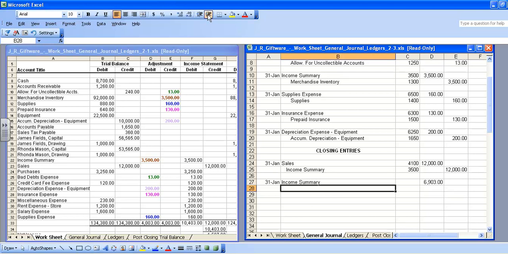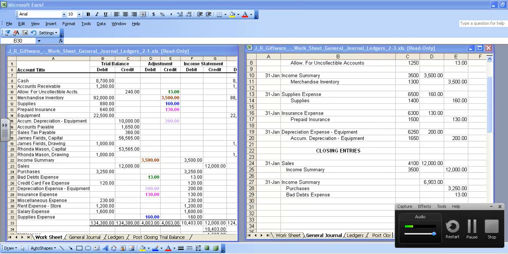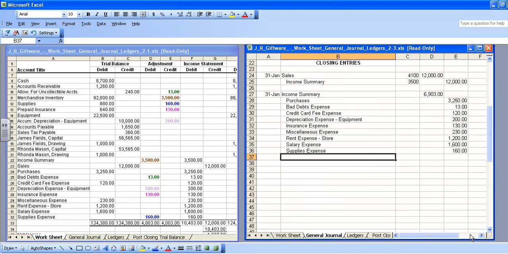Then I'm going to list all of my expenses as well as my purchases account, and I'm going to put them in the credit column. Once again, I'm going to pause the video while I type these out, and then I'll come back to you. Alright, so I have all of the expenses typed in and I've credited all of them.